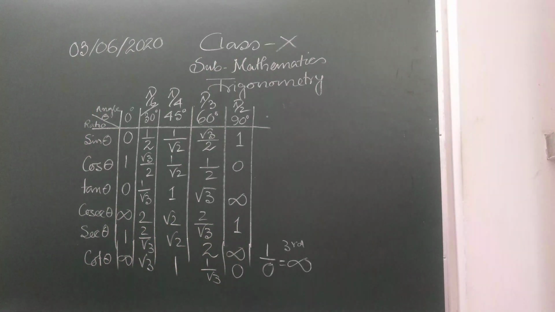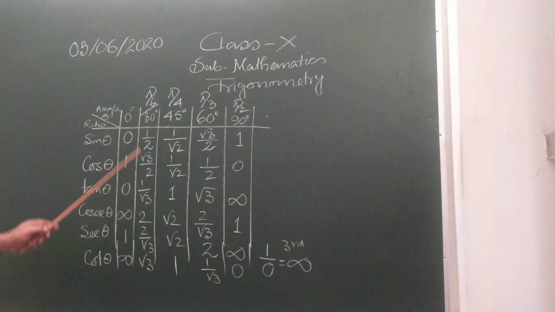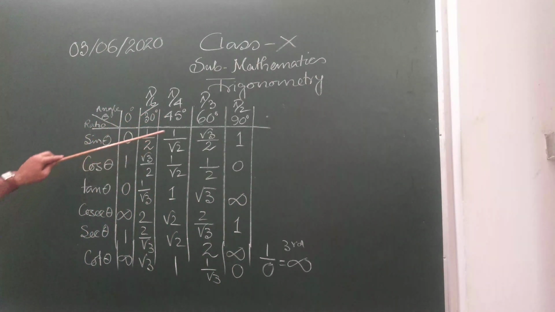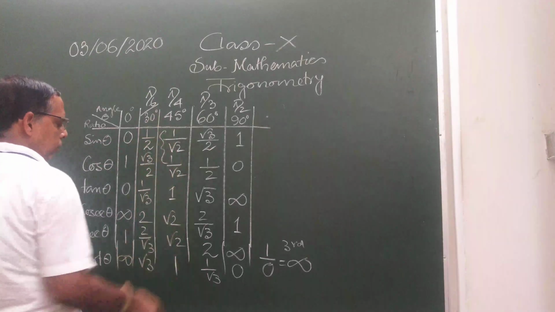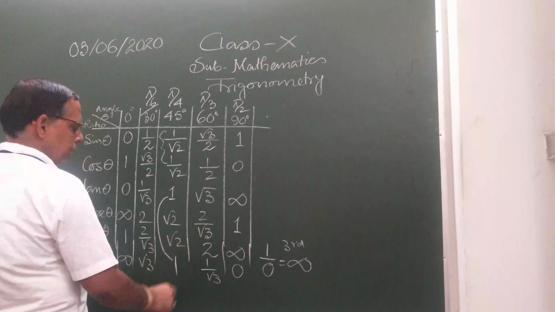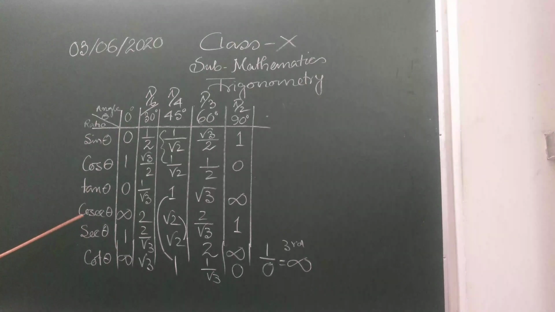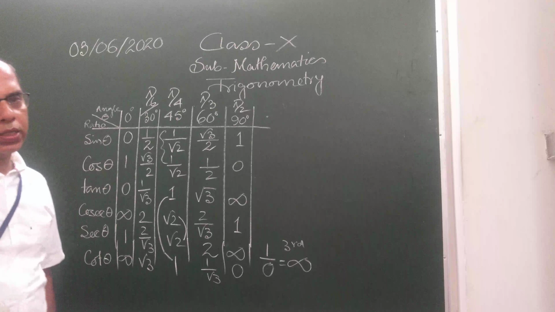So then one thing you can see, if you look to this chart: Sin 45, cos 45, same value. Tan and cot, same value. Cos and sec. Sec and cosec, same value. These two values are same.